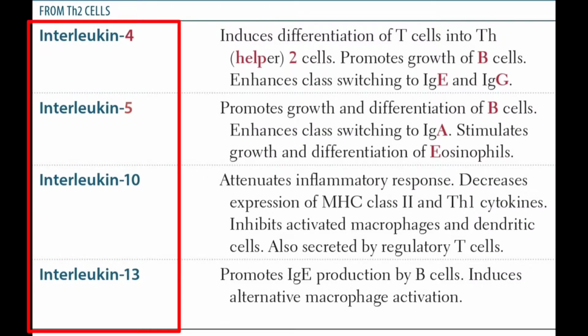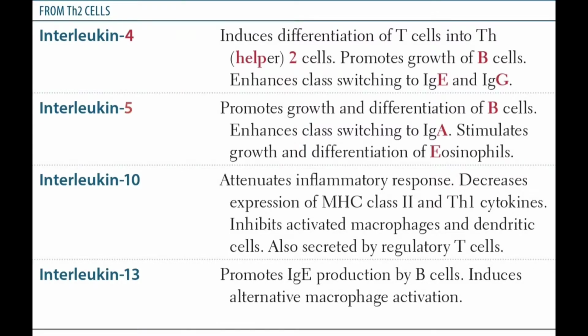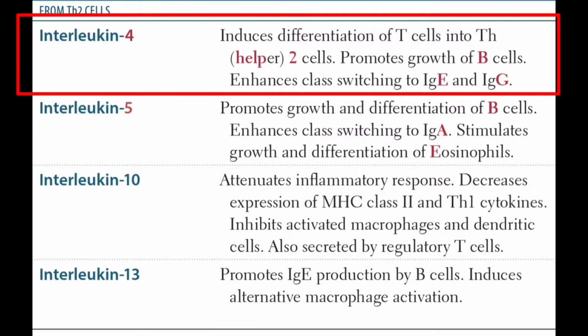Now let us discuss various cytokines that are secreted from T helper 2 cells. Those are interleukin 4, interleukin 5, interleukin 10, and interleukin 13. So interleukin 4 induces differentiation of the T cells into the T helper 2 cells, and it promotes growth of B cells, and it also enhances class switching to IgE and IgG.